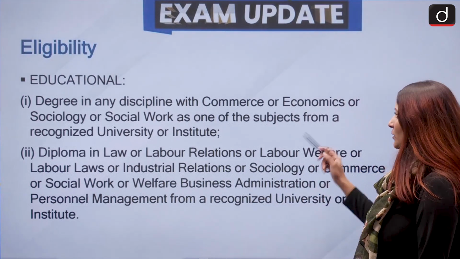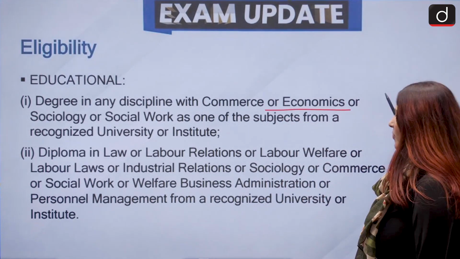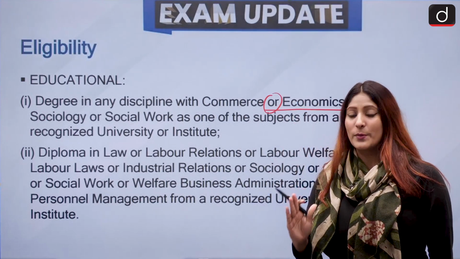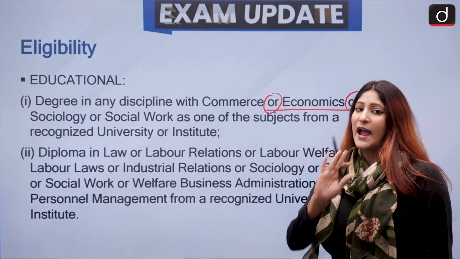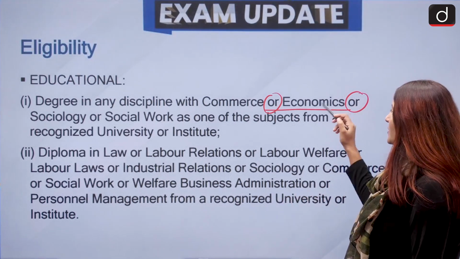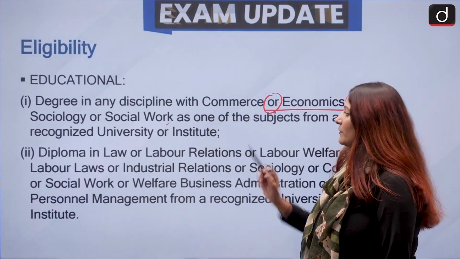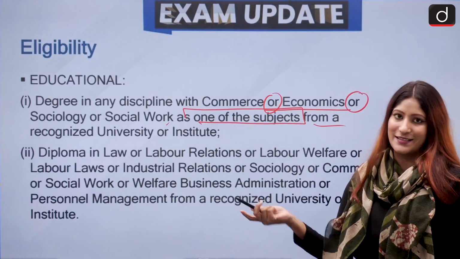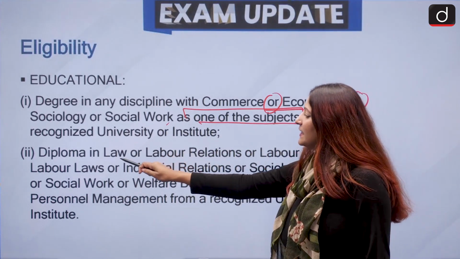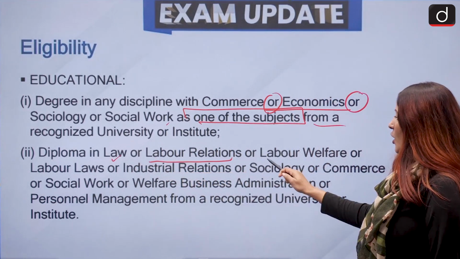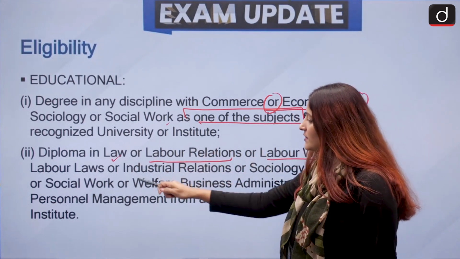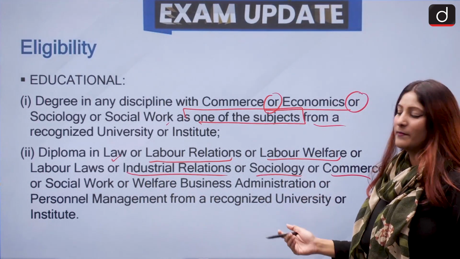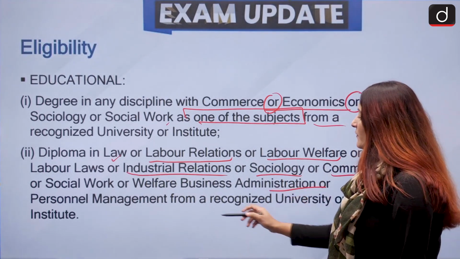Degree in any discipline with commerce or economics, or try to make sure that you possess these qualifications before you fill the ORA. I will tell you why. Degree in any discipline with commerce or economics or sociology or social work as one of the subjects from a recognized university or institute. Also, diploma is needed in law or labor relation or labor welfare or labor laws or industrial relation or sociology or commerce or social work or welfare business administration or personal management from a recognized university or institute.